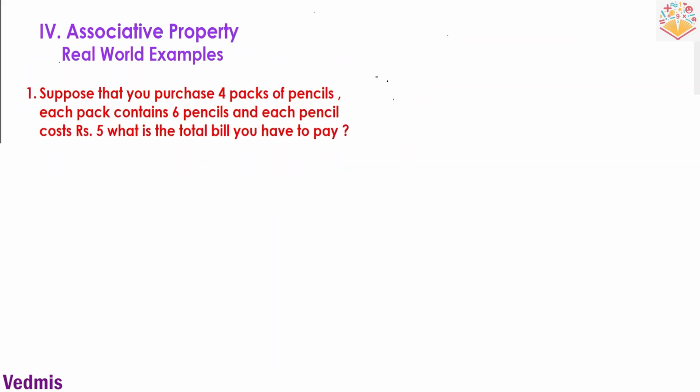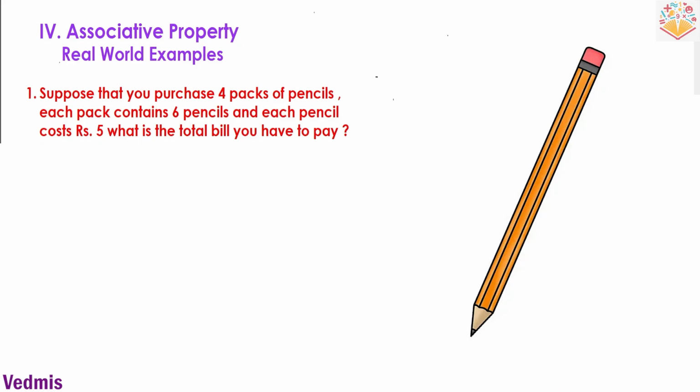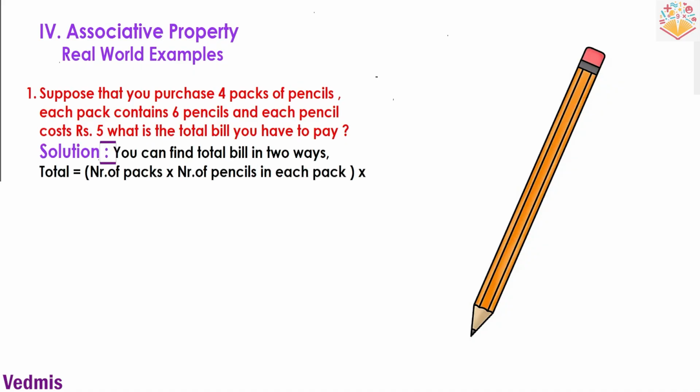Let us move on to another important property, the fourth property, associative property. Let us see some real world examples to understand. First example. Suppose that you purchase 4 packs of pencils. Each pack contains 6 pencils and each pencil costs 5 rupees. What is the total bill you have to pay? You can find the total bill in 2 ways. Total bill.